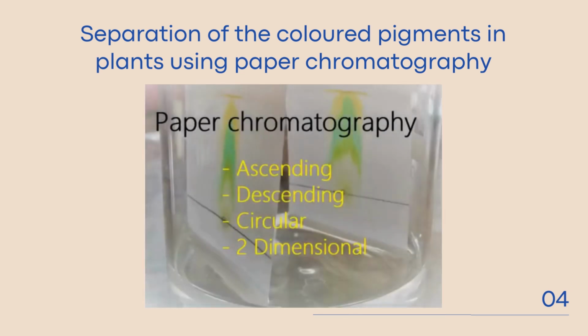Paper chromatography is subdivided into various types, such as ascending, descending, circular, and two-dimensional paper chromatography. In this video, we'll be employing the ascending type of paper chromatography.